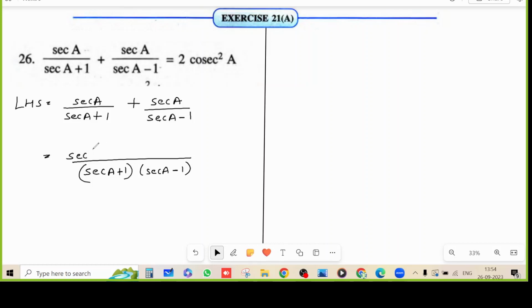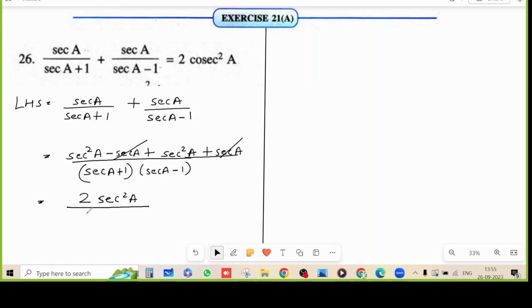So we will get sec square a minus sec a, and this again will get cross multiplied. So we will get sec square a plus sec a in the numerator. Now minus sec a plus sec a will get cancelled out. So we are left with 2 sec square a here. The denominator is of the form a plus b into a minus b.